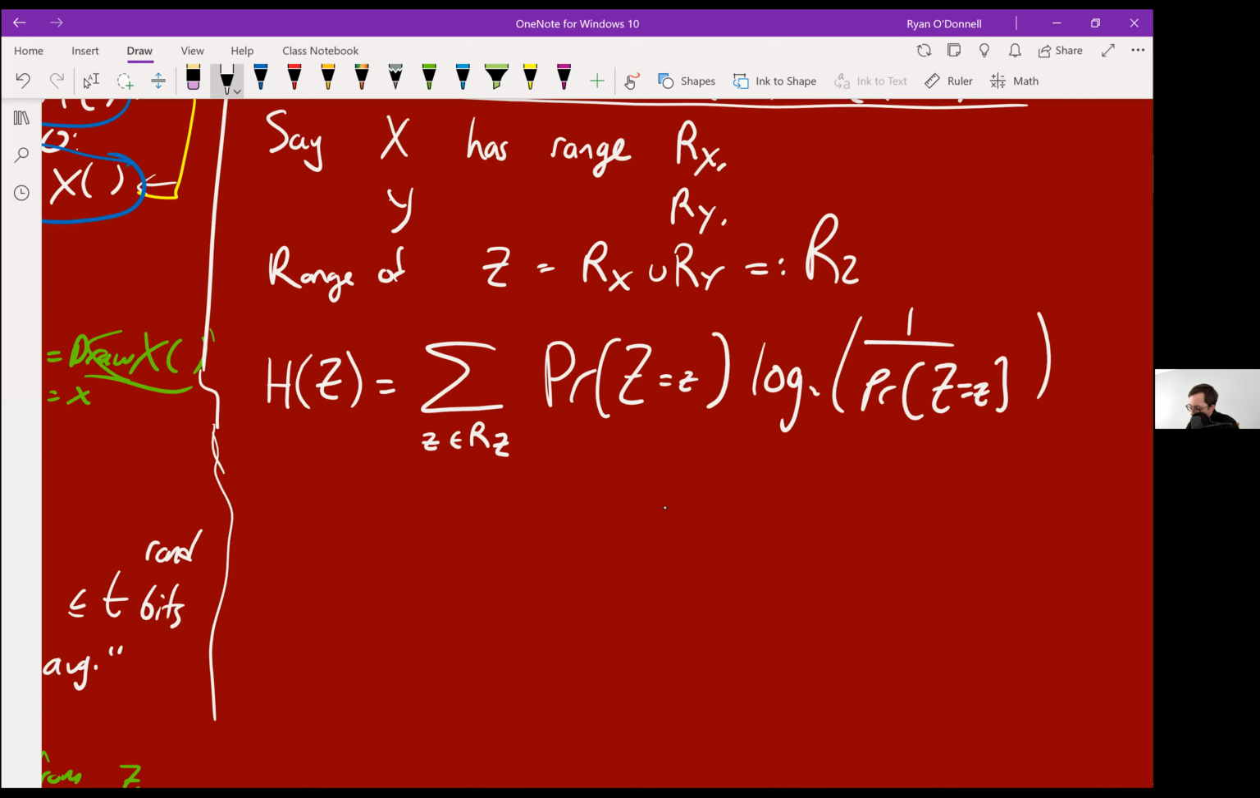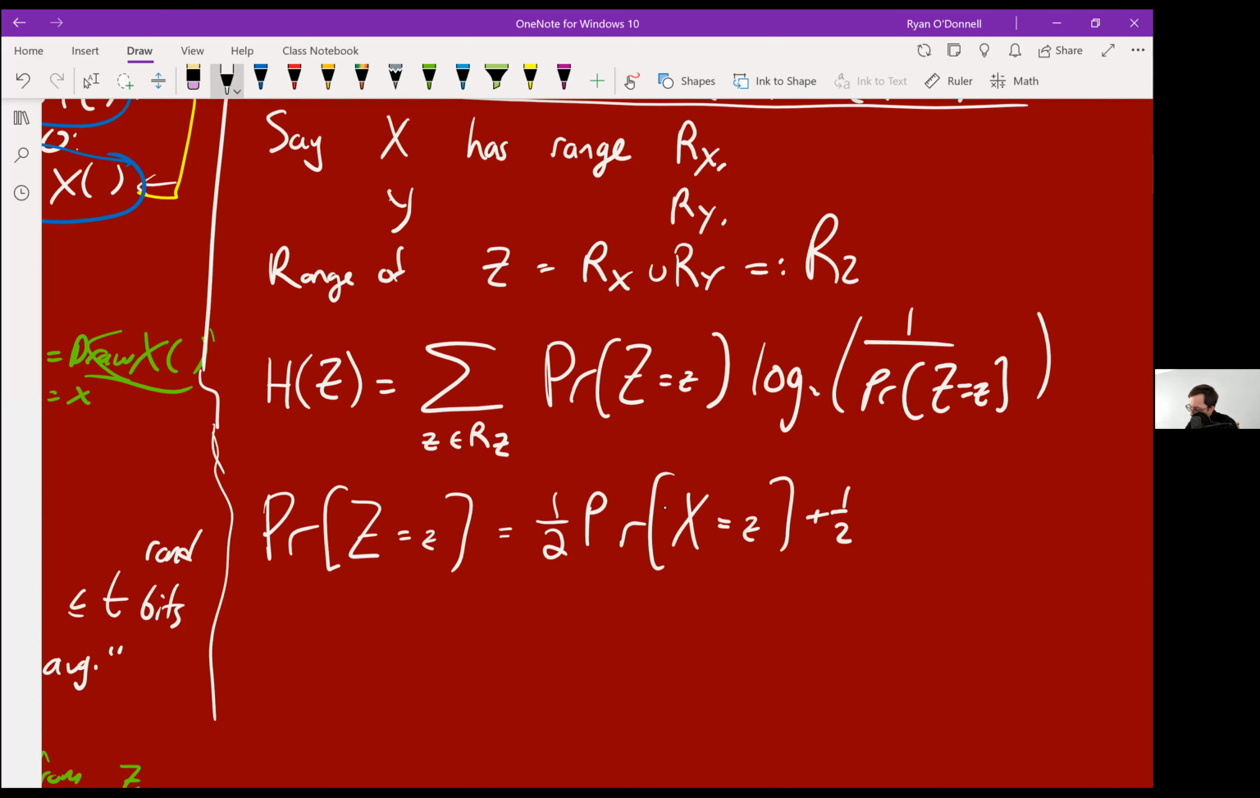I do see it starts to be a bit of a mess though, because okay, what is the probability that Z equals a particular z? Yeah, it's sort of annoying. Well, I guess it's half the probability that X equals little z plus a half probability that Y equals z. It's a bit funny though, because if little z is not in the range of X, I guess we're relying on the fact that this is 0 if little z is not in the range of X. So you have to worry about type checking. Yeah.